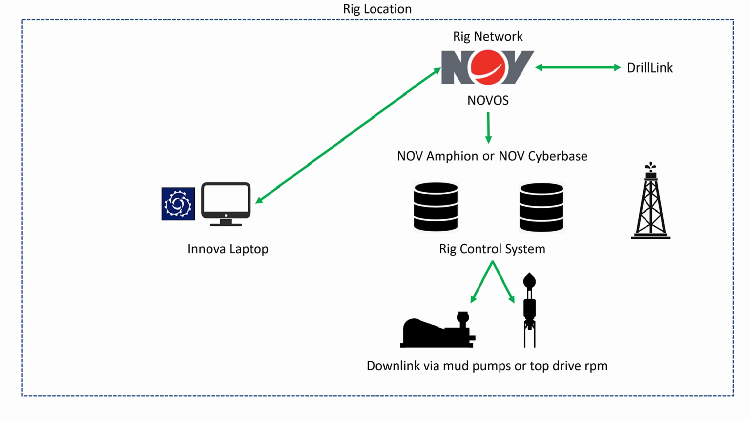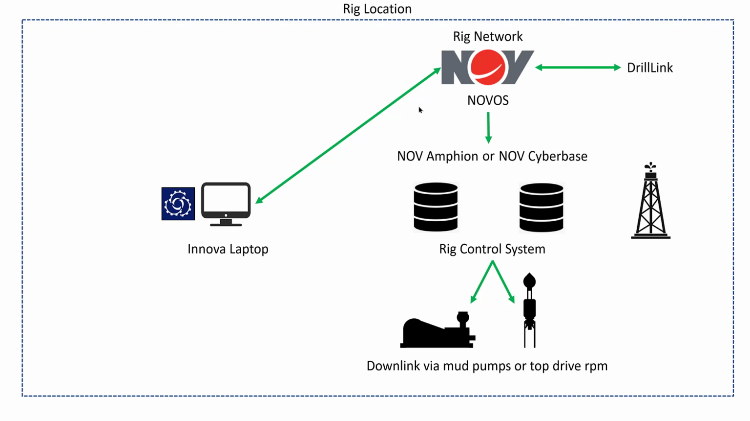WellSeeker Pro now has the integrated functionality to remotely send and monitor downlinks on a specified rig. The way that it does that is, in this diagram we've got a WellSeeker computer on the rig location hooked up to the rig network, and basically we've got a dialog called downlink control, and from that dialog you can send downlink commands via the rig network to DrillLink.